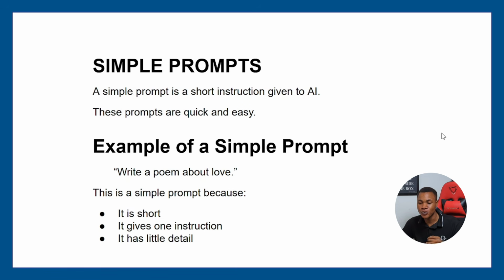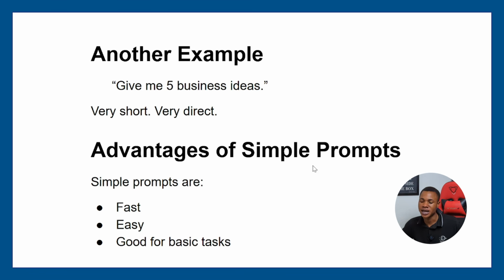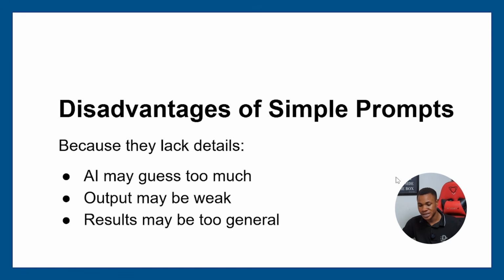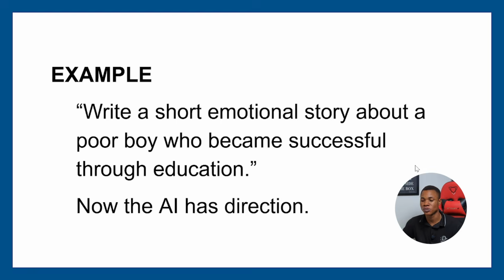So a simple prompt is a short instruction given to AI. Those prompts are quick and of course they are easy. An example of a simple prompt is write a poem about love. I just said that. Is that okay? Another example is give me 5 business ideas. The advantage of a simple prompt is that it's very fast, very easy, it gives you results quickly. But the disadvantage is that AI may guess too much and the output may be very weak. Is that okay? So sometimes I advise that your prompt should be detailed. Is that okay? So that is that.